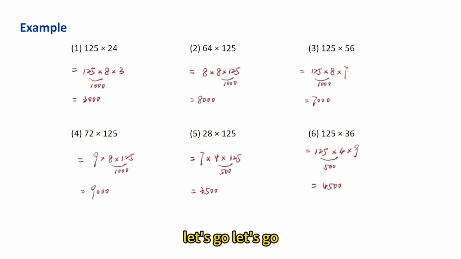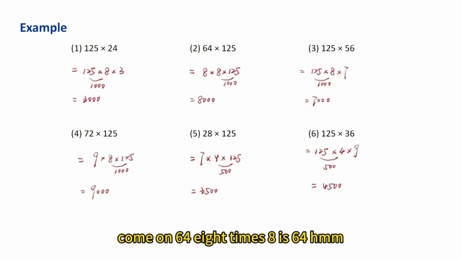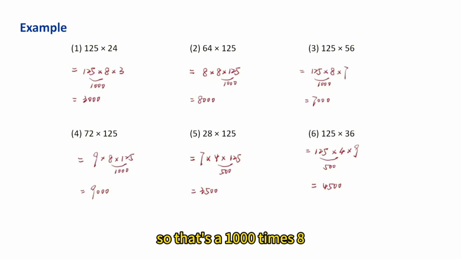Let's go. 125, right? I need to find an 8. I'm good buddies with 8. 125, I look for an 8. 24: 3 times 8 is 24. 1000 times 3 is 3000. Done. 64 times 125. There's a 125. I'm good buddies with 8. 64: 8 times 8 is 64. So that's 1000 times 8. 8000. Right.